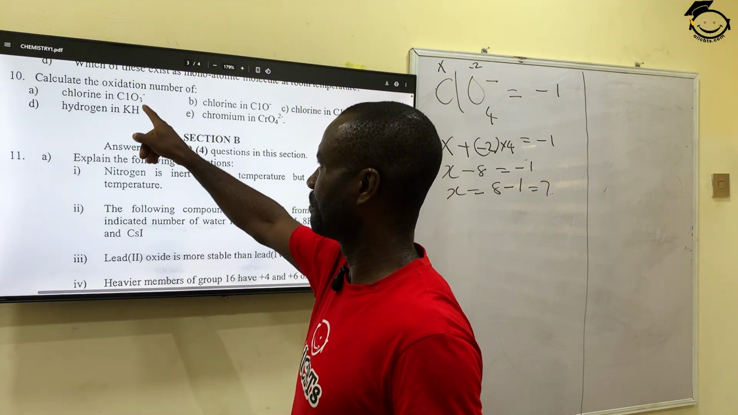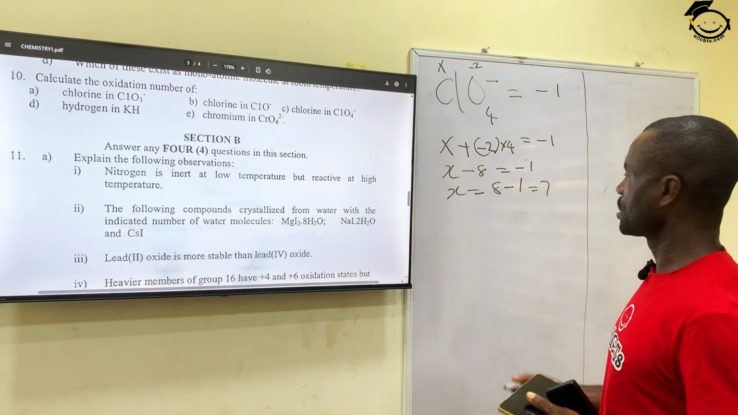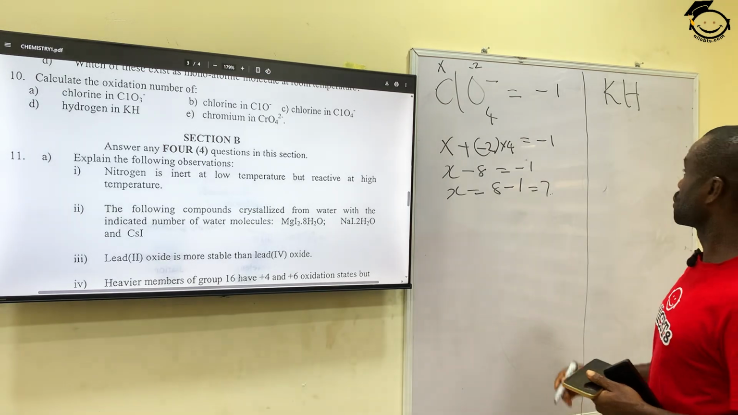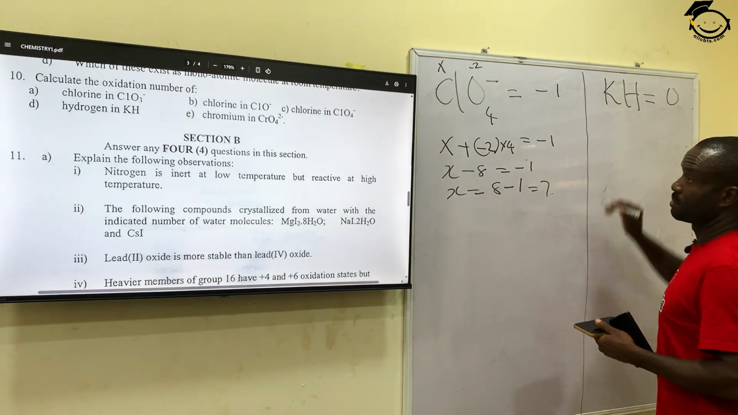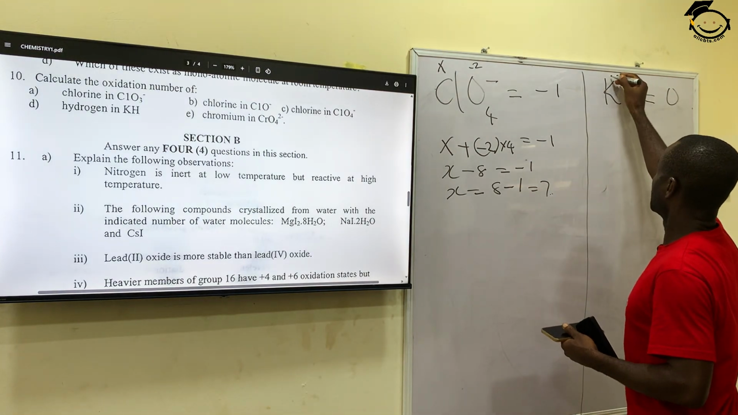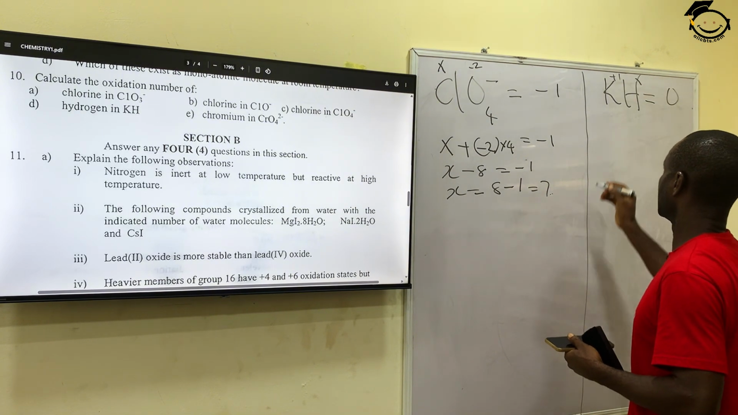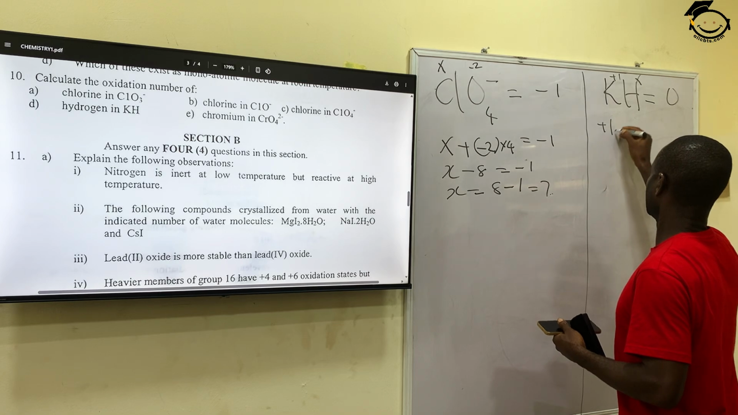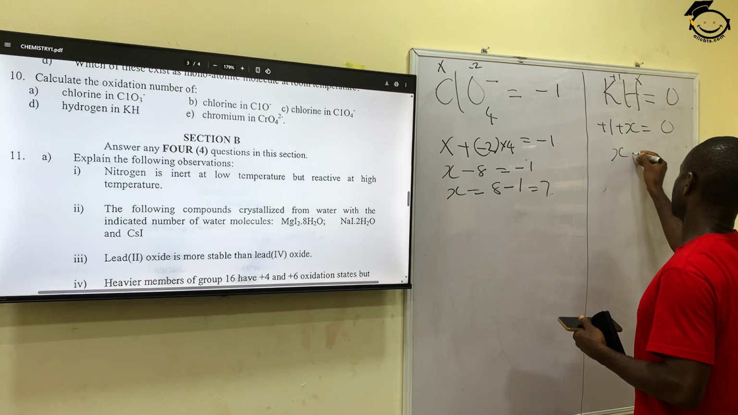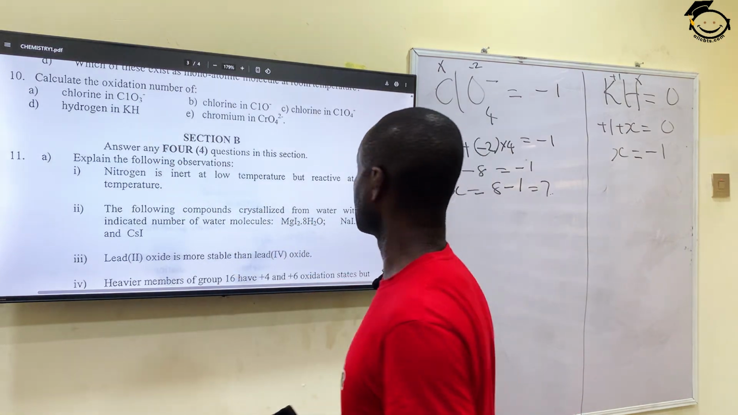10D, hydrogen in potassium hydride. This is KH. You sum the oxidation numbers to be 0 because it's a compound. Potassium is plus 1, and let X be the oxidation number of hydrogen. So plus 1 plus X, which is unknown, equals 0. X therefore equals minus 1.